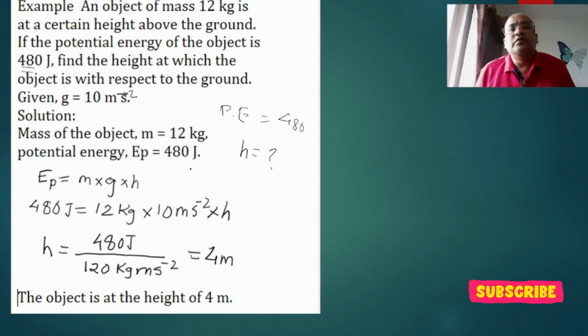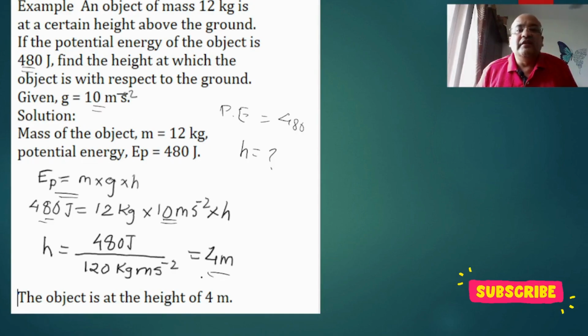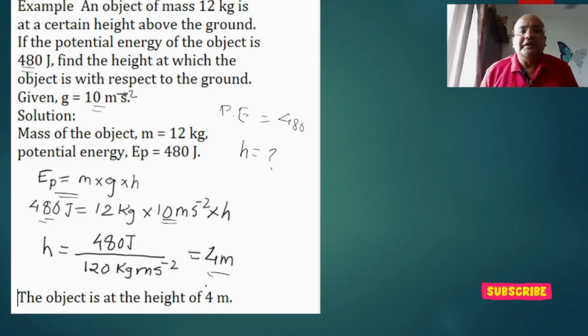We know that potential energy is nothing but m into g into h. So potential energy, we have 480 joule. Put all other values. Here it is given g as 10 meter per second square. So we get 4 meters as the height.